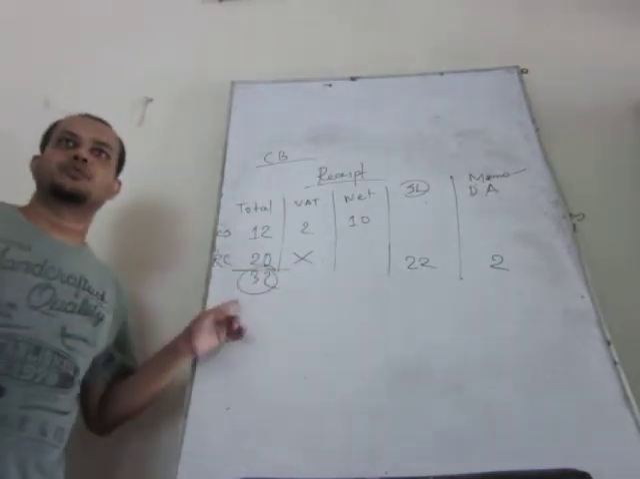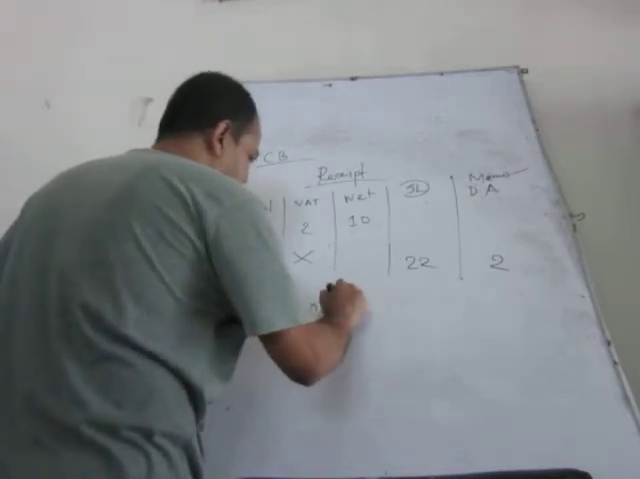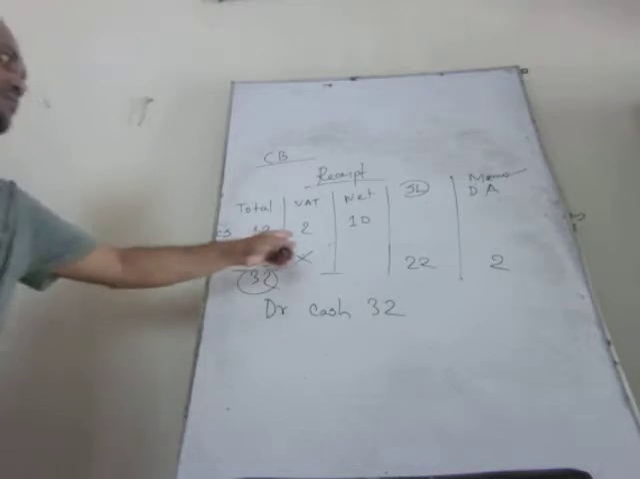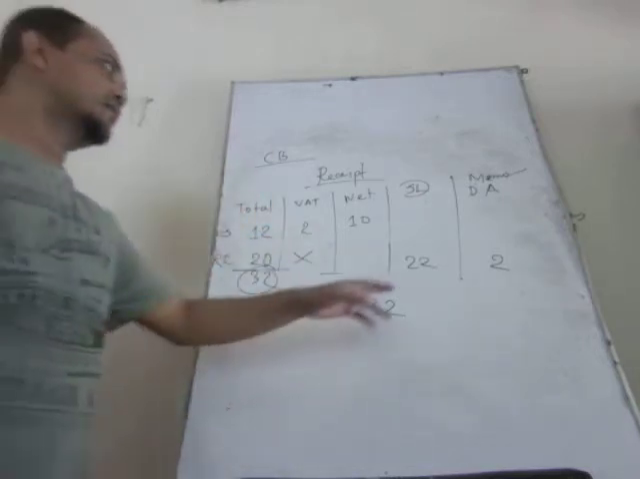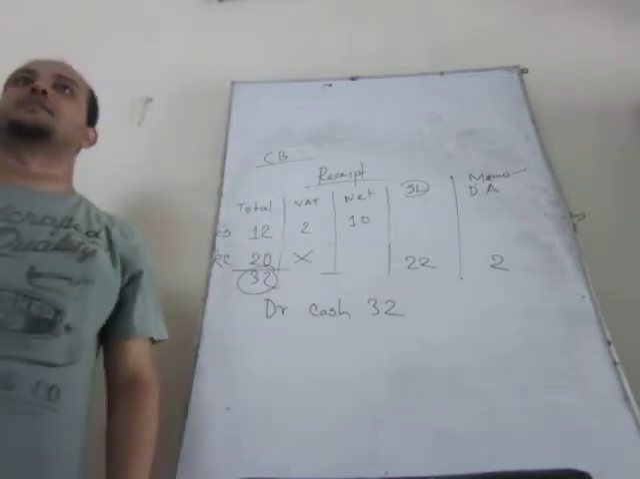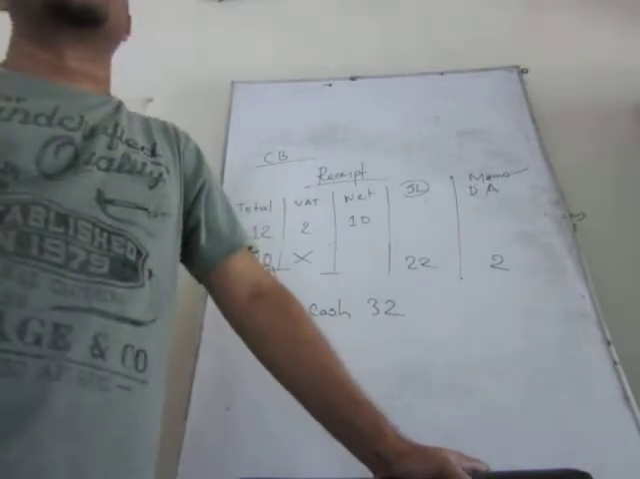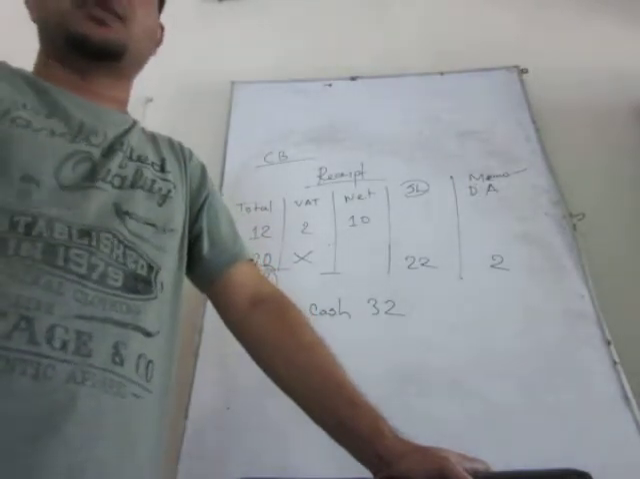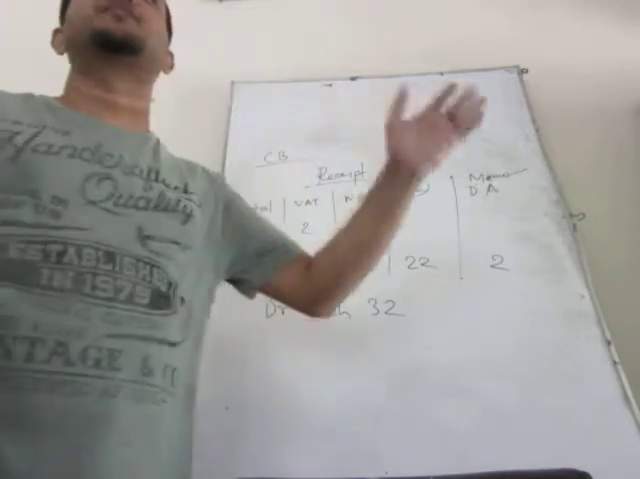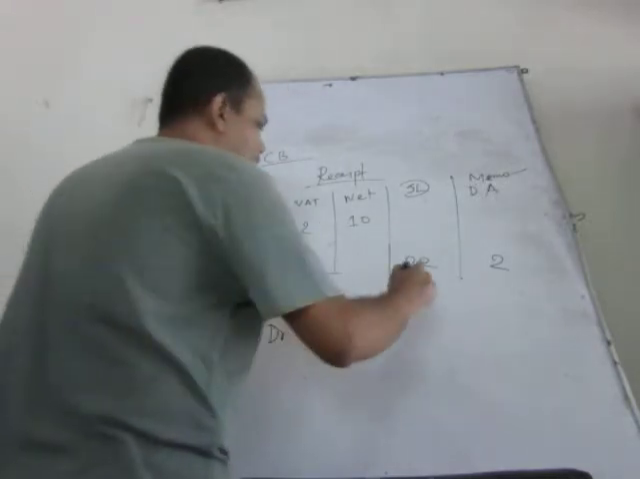Cash is a kind of current asset, so you have to record this on the debit side. Current asset representation, so debit. Cash, 32. Another thing, discount allowed. As a business, when you allow discount to your customer, you are decreasing your receivable. That discount allowed is a kind of expense for the business. Any expense is represented on the debit side. Discount allowed, $2.